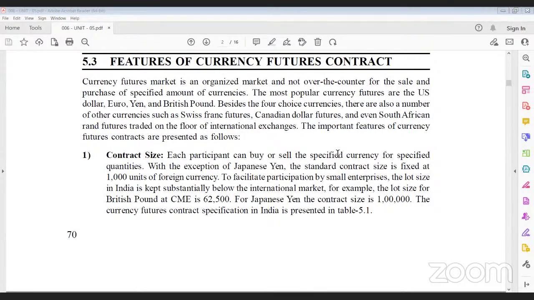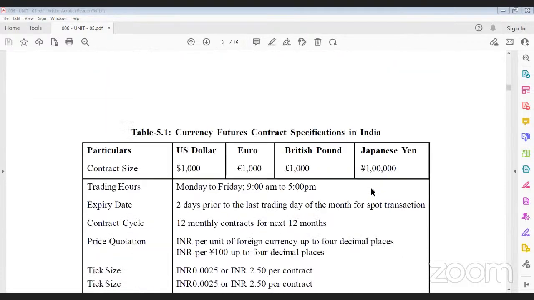These are summed up under a few main headings, which are contract size. Size plays an important role under currency futures. Each participant can trade the currencies for some quantities. With the exception of Japanese yen, the standard contract size is fixed at 1,000 units only. If you look at British pound at CME, it's 62,500, whereas for Japanese yen, the contract size is only 1 lakh. So the future currency contract specification in India is presented here in table 5.1.